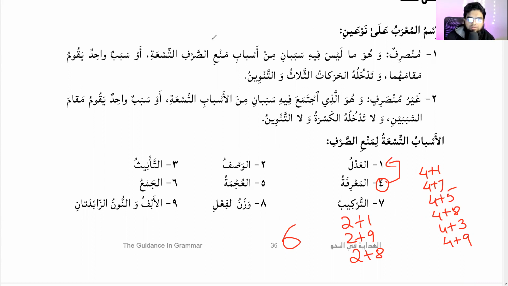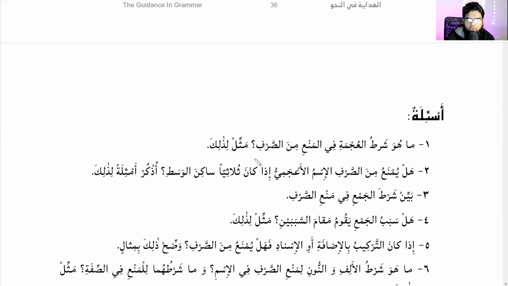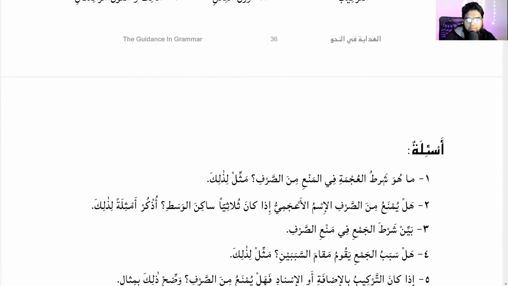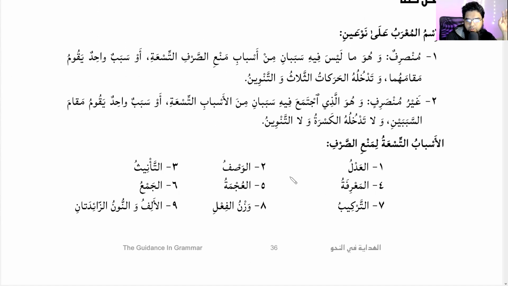Okay, if you don't understand this, go back to those Lugha Madina books where we did in the last lesson. Also he explains lesson number 34 in English batch. We didn't do it yet. Inshallah we'll do it, but the last lesson explains أسئلة ما هو شرط العجمة في المنع من الصرف. What is the condition of being foreign? مثل لذلك. So let's go to Ujma.